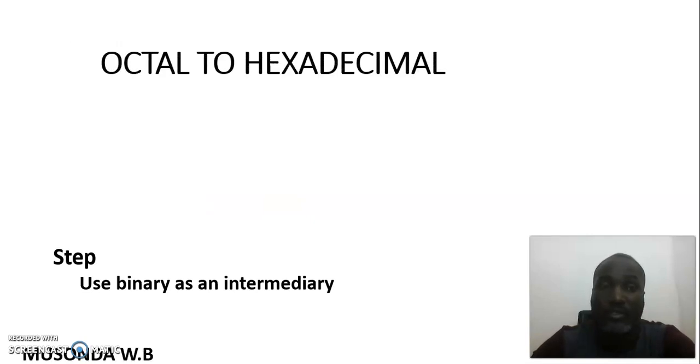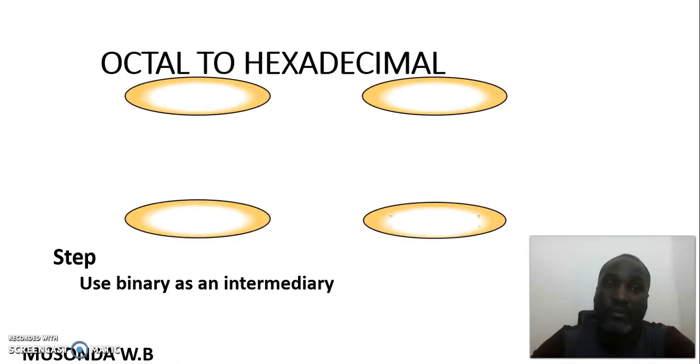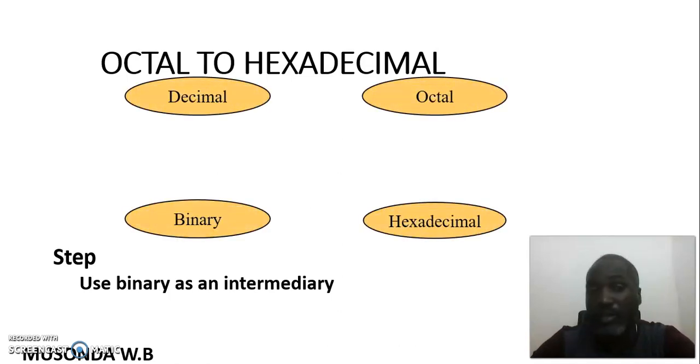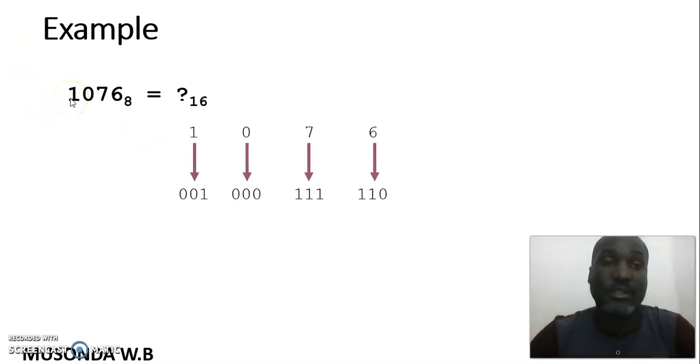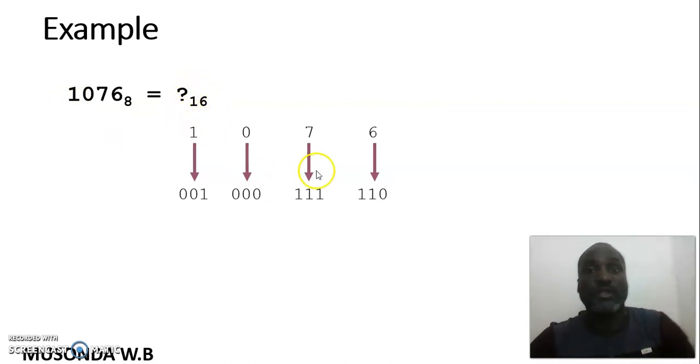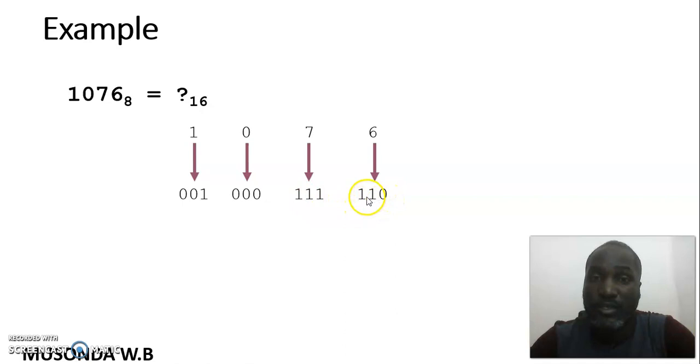To convert an octal number to hexadecimal, we basically use binary as an intermediary. That means we first take it from octal to binary, and then from binary to hexadecimal. Our example is 10776 in base 8, and we are converting it to base 16. We convert each digit individually into binary. Since it is in base 8, we are only dealing with digits ranging from 0 up to 7.